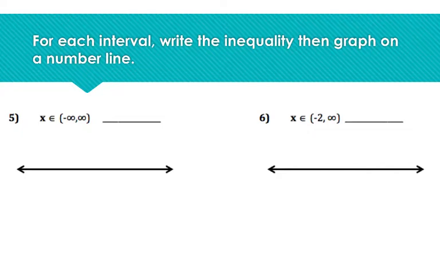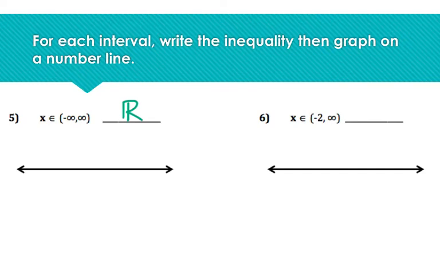Okay, for 5 through 8, we're given interval notation. We're going to write the inequality and then graph on the number line. So we have our interval notation number 5 here. X is an element from negative infinity to infinity, which includes all the numbers on our number line. So we write this as all real numbers.